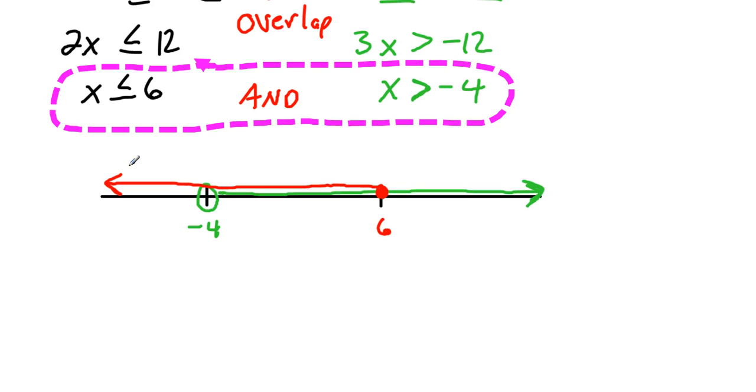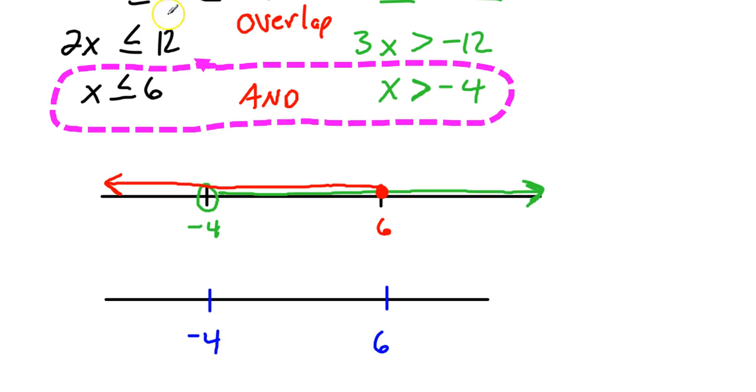Okay, and that's almost really like showing your work for this part. You put the two graphs on here, and wherever you have the red and green, that's going to be the answer that you're looking for. So your actual answer would be -4 and 6, with an open circle at -4 and a solid circle at 6.